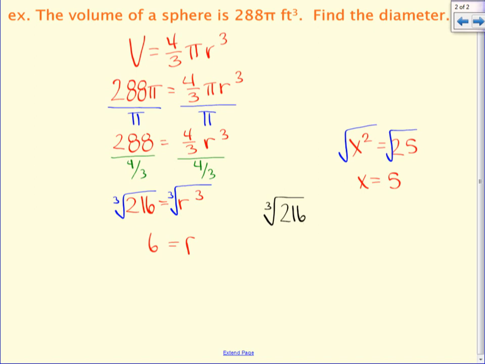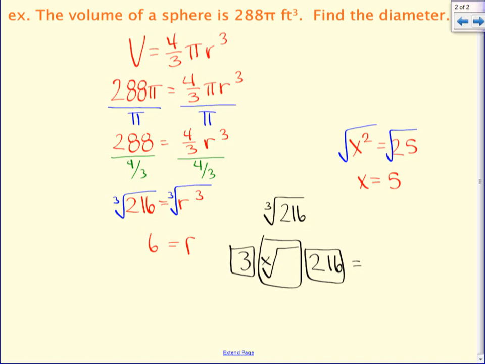Okay, if you have a button that looks like this, where there's a little X there. Okay, you have to tell the calculator what number to put there, which is 3. So you're going to push the 3 button first, then this button, then 216 and hit equals. Okay, so everybody try that right now. Should get 6.